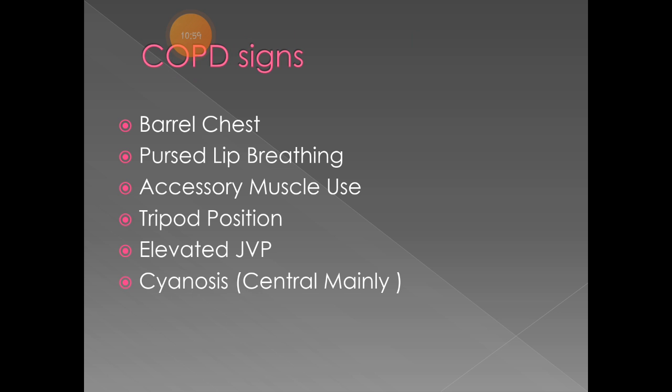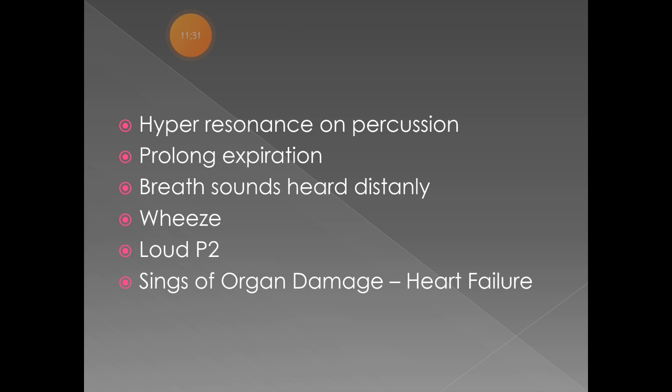So let's move on to COPD signs. COPD patients, I think you all know this, have a barrel chest, and most of the time, because of their prolonged expiration, they have pursed lip breathing. They have accessory muscle use, such as sternocleidomastoid and intercostal muscle use. They always tend to take a tripod position, they have an elevated JVP, and sometimes, when going into type 2 respiratory failure, they will have cyanosis.